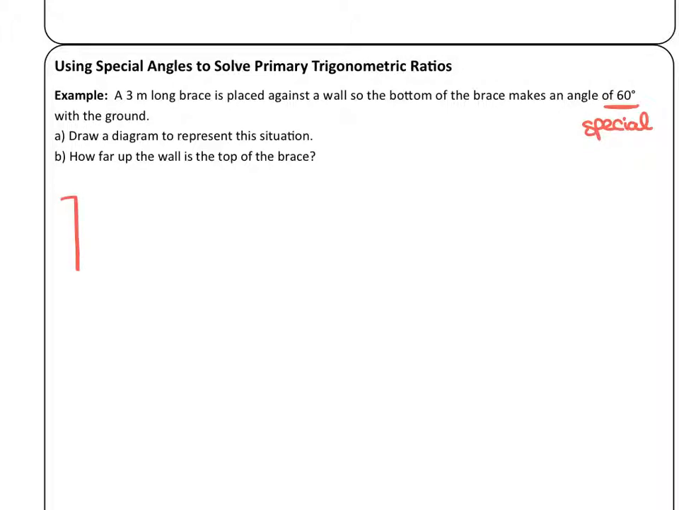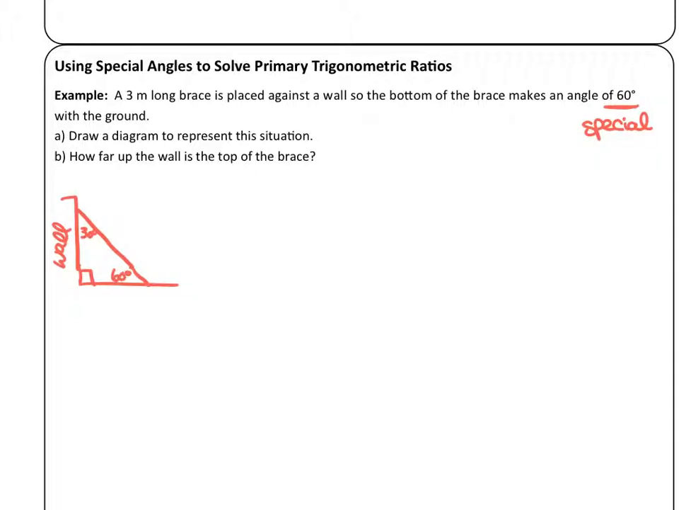We have a wall, and it's going to have a brace placed against it so that the bottom of the brace is 60 degrees. Now we're assuming that the wall is built straight and that it has a right angle. It's a very big assumption we make with a lot of buildings, that they're built straight and they have 90-degree angles, which means this other one is 30 degrees.